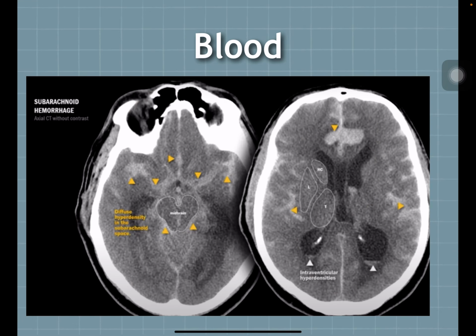So next is blood. Here is an example of subarachnoid hemorrhage. There is a diffuse hyperdensity in the subarachnoid space, and also it involves the sulci, and there is extension of the bleed into the lateral ventricle.